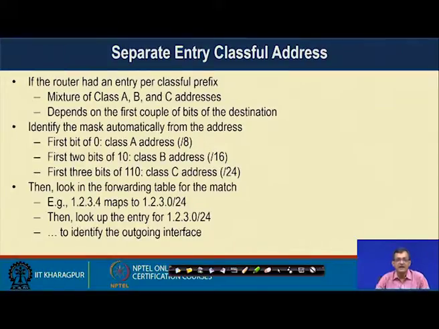Now, I can have separate entries for classful types of address. Each router had an entry per classful prefix, a mixture of A, B, C addresses, depending on the first couple of bits of the destination, as we have seen in classful addressing. So it identifies the mask automatically from the address: if the first bit is 0, the mask is /8; 10, the mask is /16; and 110, the mask is /24. Then it looks at the forwarding table for the match.